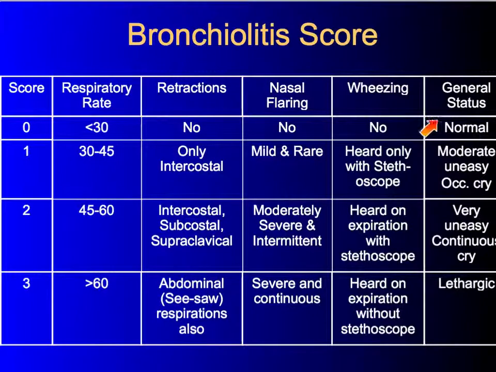For their general status, if they're acting as a normal baby should act, that's a 0. If they're moderately uneasy with an occasional cry, that's a 1. If they're very uneasy with a continuous cry, that's a 2. And if they're lethargic, that is scored as a 3. And then you would add up all the scores, and that would give you a score between 0 and 15.